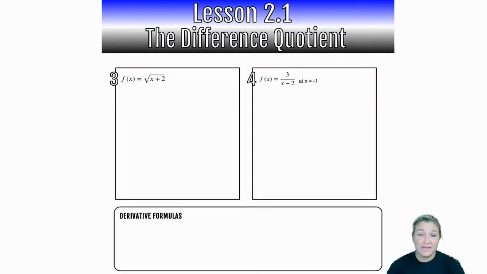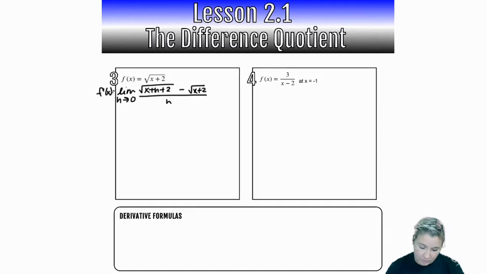All right, so this one is a tricky one because we're going to have to use the conjugate. So let's look here. So f prime of x, let's go ahead and write it out like that. f prime of x is going to be the limit as h approaches 0 of the square root of x plus h plus 2 minus the square root of x plus 2, all divided by h.